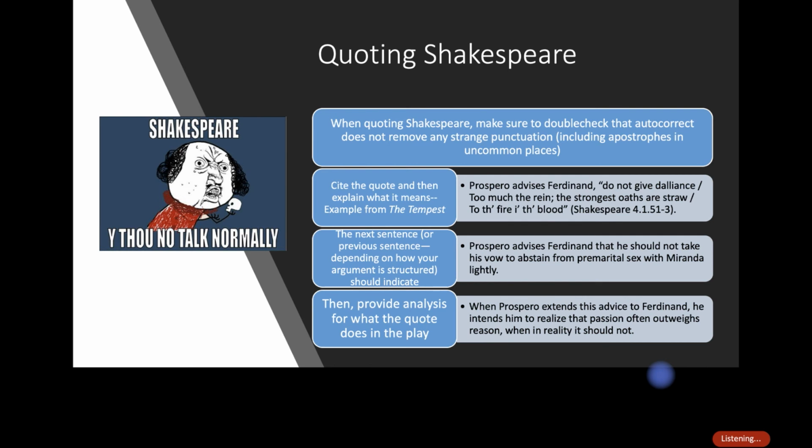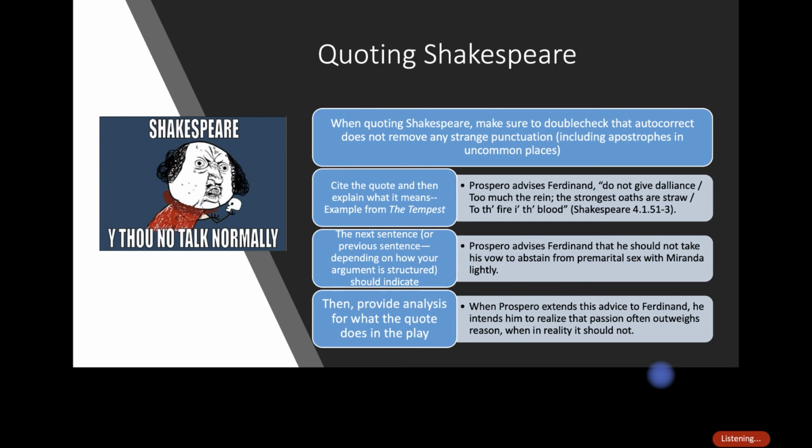Now, the next sentence, or the previous sentence, depending on how your argument is structured, should indicate what this quotation is saying. And you can see that example right there. Prospero advises Ferdinand that he should not take his vow to abstain from premarital sex with Miranda lightly. Okay, so that's essentially what that quotation is saying.